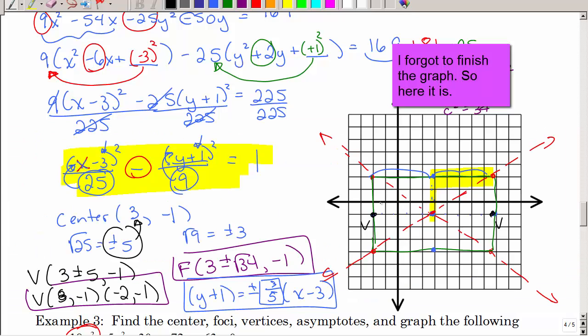Since our transverse axis is in the x direction and those are our vertices, let's go ahead and finish up our graph. I'm going to have those two branches going side to side, because again that would be the transverse axis.